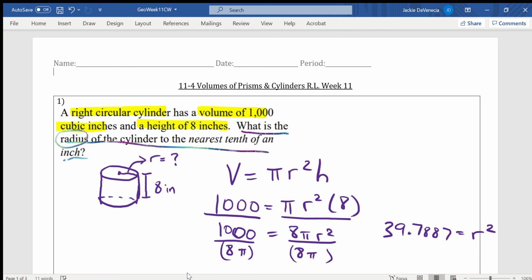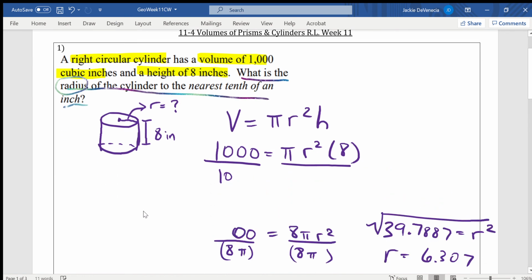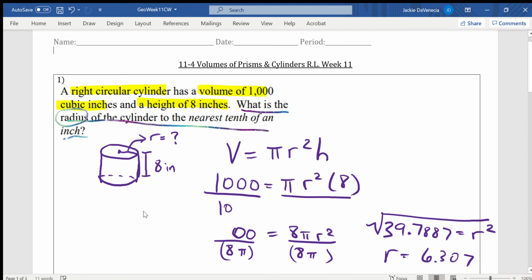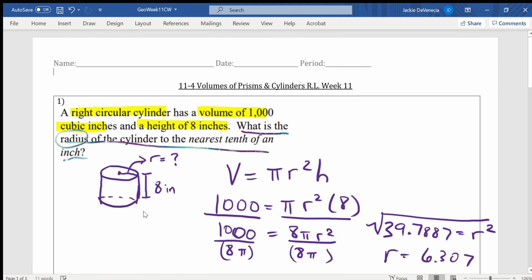Now that it looks like this, I want to find the square root of both sides. So the square root of this 39.7-ish, you're going to get the radius is about 6.307. Now remember, they want us to find the radius to the nearest tenth. So for me to find the radius to the nearest tenth, I'm going to take this right over here and I'm just going to stop at 3. And that is going to be my radius.